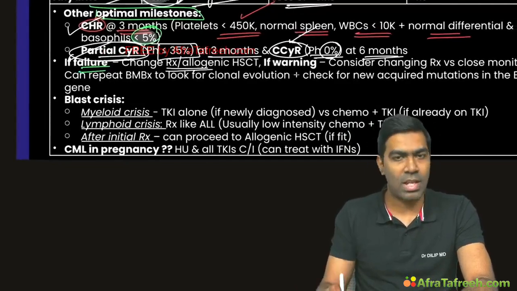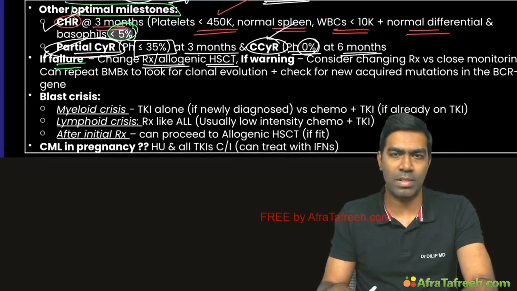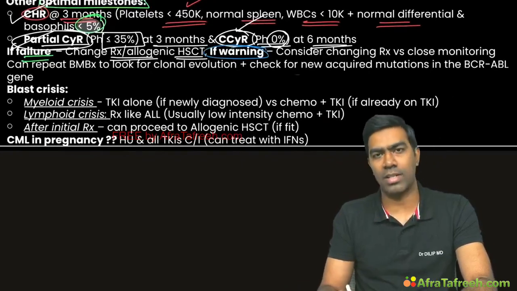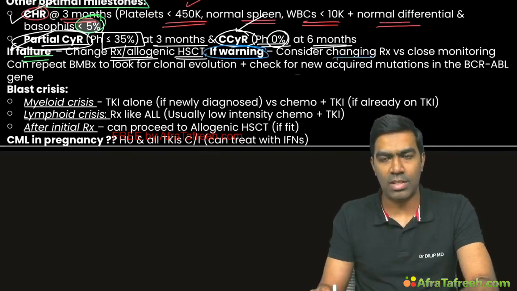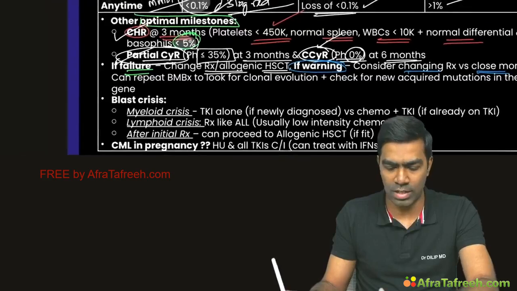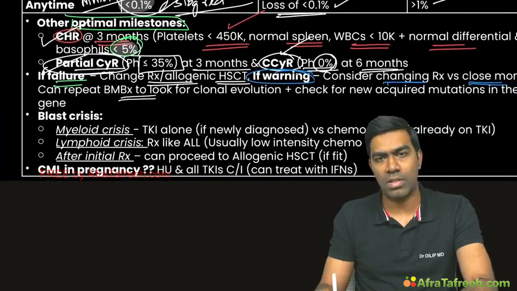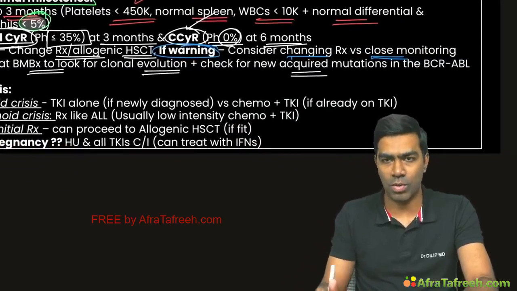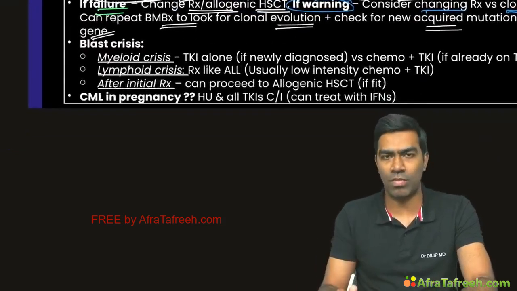You have to change therapy, or you can even consider allogeneic hematopoietic stem cell transplantation depending on the risk. In case the patient has only warning signs, not a defined failure, you can consider either changing therapy or you can do close, more frequent monitoring, even that is fine. One can definitely repeat bone marrow aspiration to look for clonal evolution, and you also have to check for newly acquired mutations in the BCR-ABL gene that can diminish the response over a period of time.